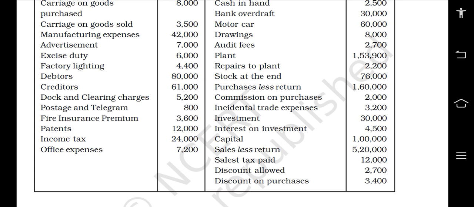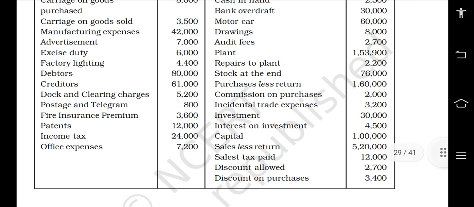Here you may get one doubt. In the format you can understand that it is clearly written, closing stock is shown on the trading account as well as the asset side of the balance sheet. These are the two areas. When we take closing stock into both areas, it is because the closing stock is given as an adjustment. Closing stock is not given in the trial balance.